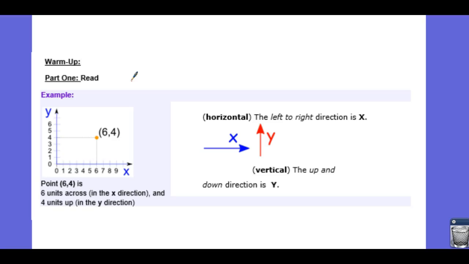Right, so horizontal versus vertical. You're going to hear me say a lot that things are moving horizontally or vertically. It's important to understand what horizontal and vertical mean. Horizontal is left to right, vertical is up and down. So the point (6, 4) is moved horizontally 6 units to the right and vertically 4 units up.